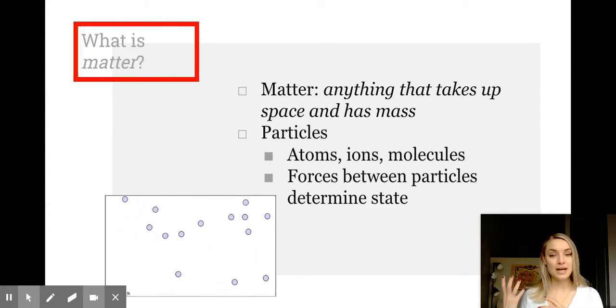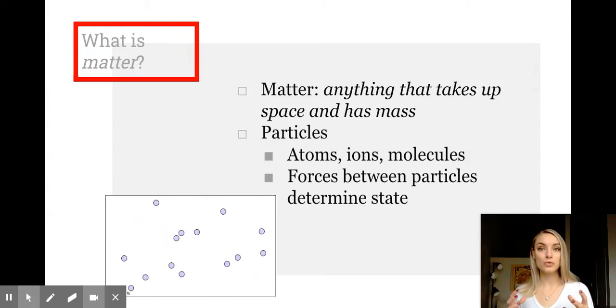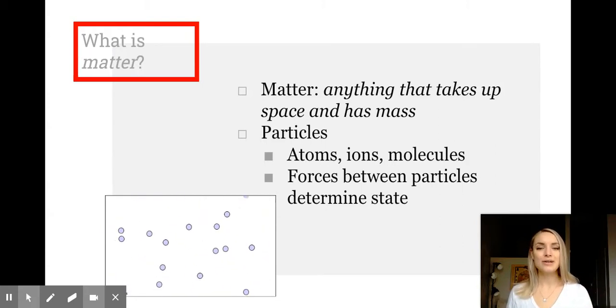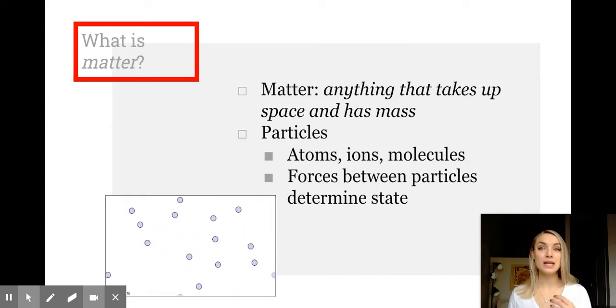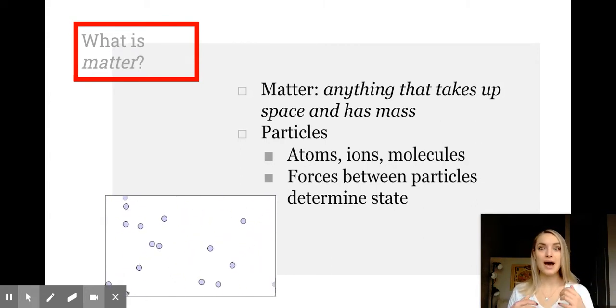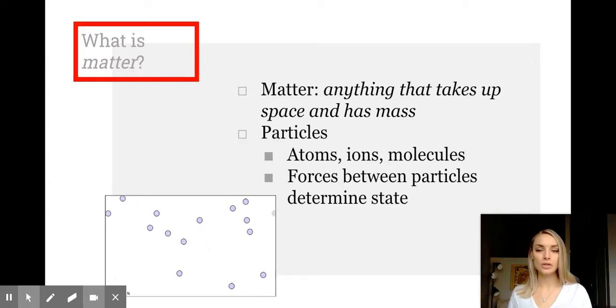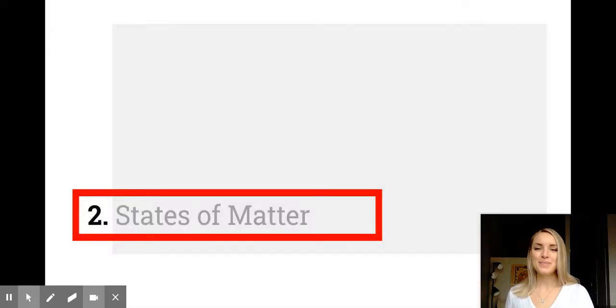And atoms and ions are what make up molecules. So molecules are groups or chains of atoms and ions. And the forces between these particles, between atoms and ions or molecules, is what determines the state of that matter. So it determines how we perceive it in the world. And I've got a little graphic there. We'll talk more about that in just a few minutes.